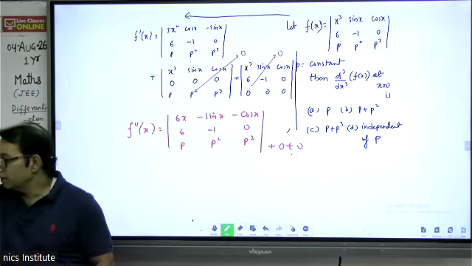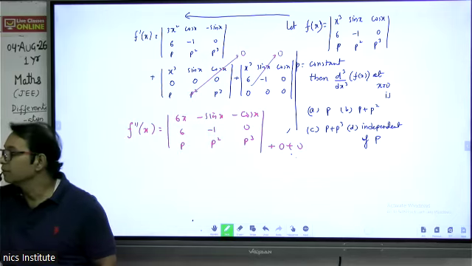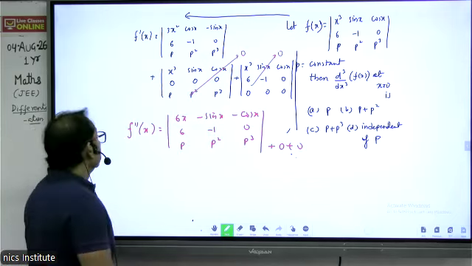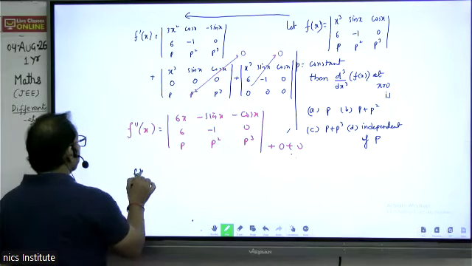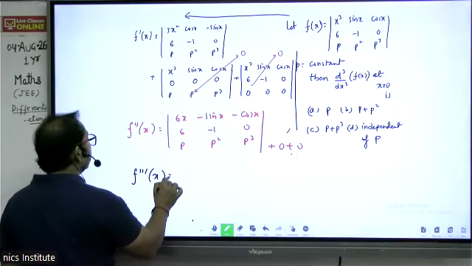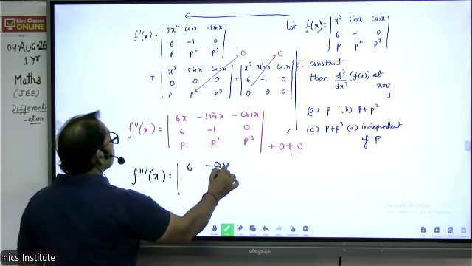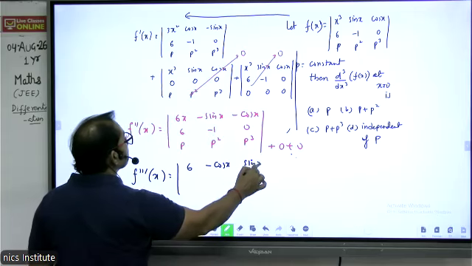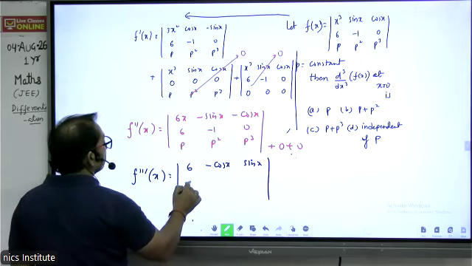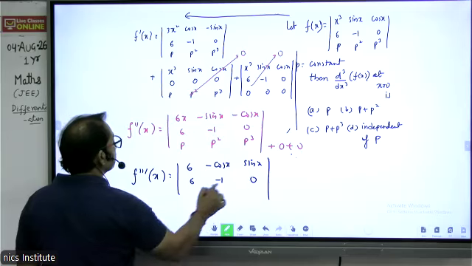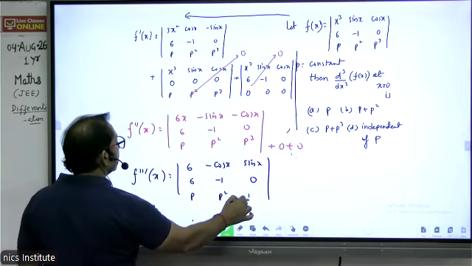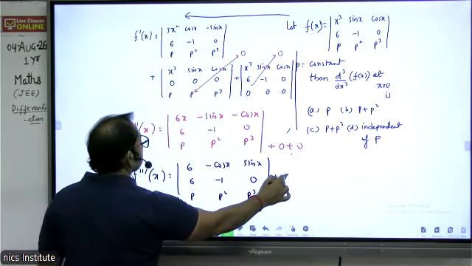राघव समझ में आ रहा है? Yes, sir. Then the third derivative, f triple dash x. Again differentiate the first row only. 6, minus cos x, sin x. This would be 6, minus 1, 0; p square, p cube. This will be 0, this will be 0.